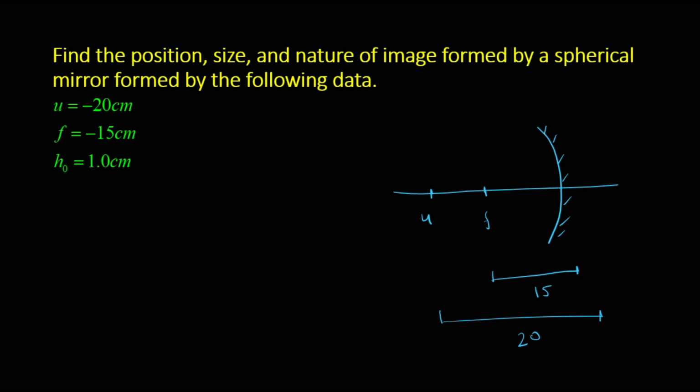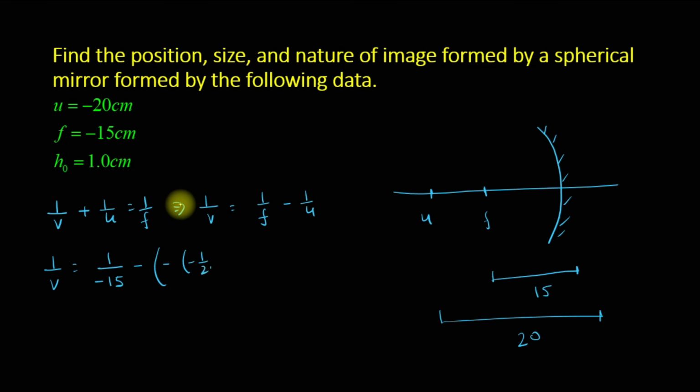So first of all we have to find the value of v. We have the mirror formula: 1 over v plus 1 over u is equal to 1 over f. So we can write 1 over v is equal to 1 over f minus 1 over u. So 1 over v is equal to minus 1 over 15 minus of minus 1 over 20. Here we put the value of u with its sign. So minus 1 over 15 plus 1 over 20.